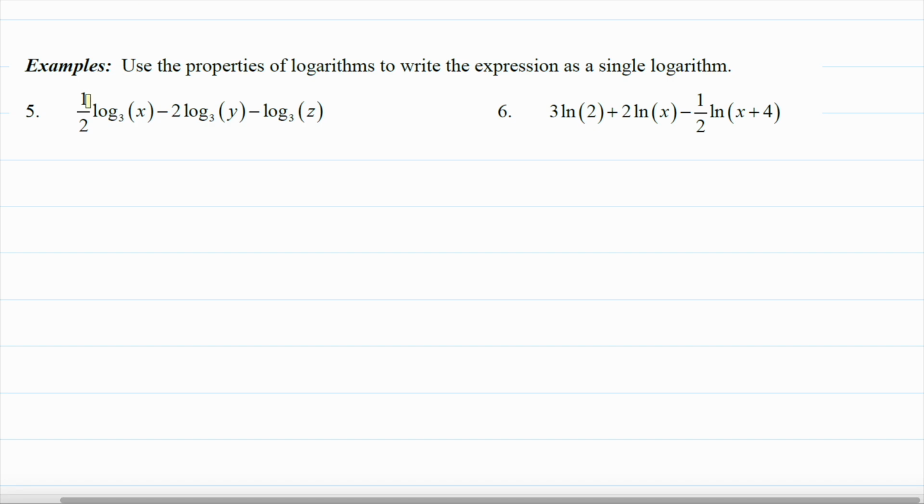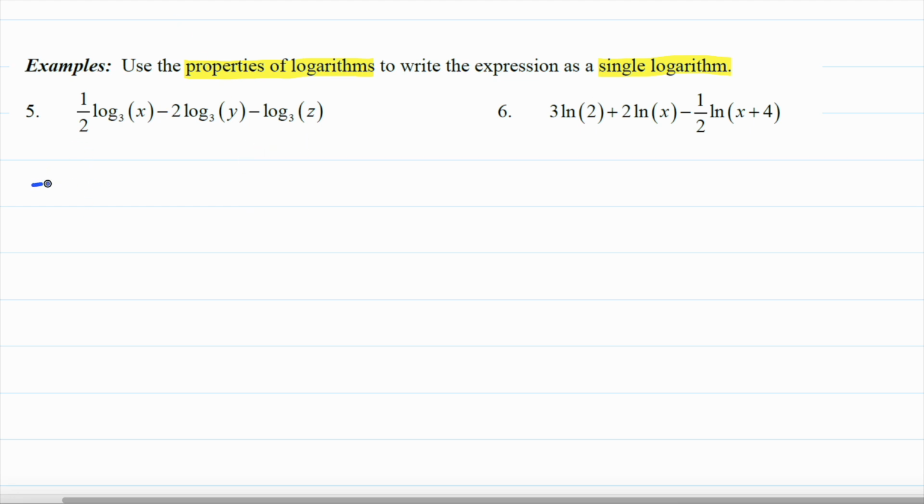In question number 5 and 6, we have to do the opposite of what we did in the first 4 questions. Here we have to use the properties of log, but instead of expanding, we have to write the expression as a single logarithmic function. Okay, so how can we do it?